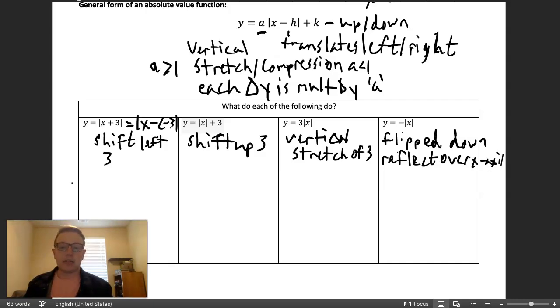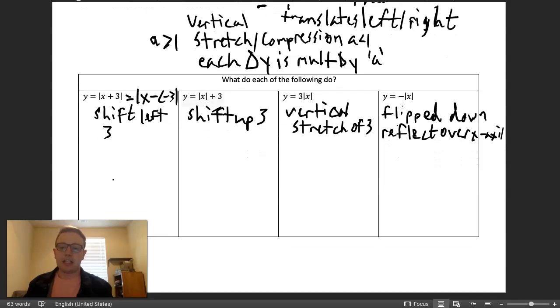Great, and now we could put these into our graphing calculator. These two should be familiar, so I'll let you do those on your own. However, for this one, how do we include that vertical stretch? Well, if we have this going out to 3 each direction, we haven't moved our vertex. Our vertex is still 0, 0, so we're going to start at 0, 0.